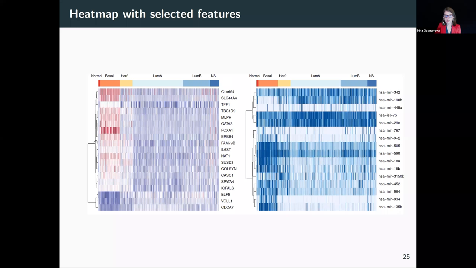What you can hopefully see is that the basal subtype is very distinct in these genes compared to the other subtypes. And because the out-of-sample correlation is so high, you can also see a similar trend in microRNA, albeit maybe not as strong.